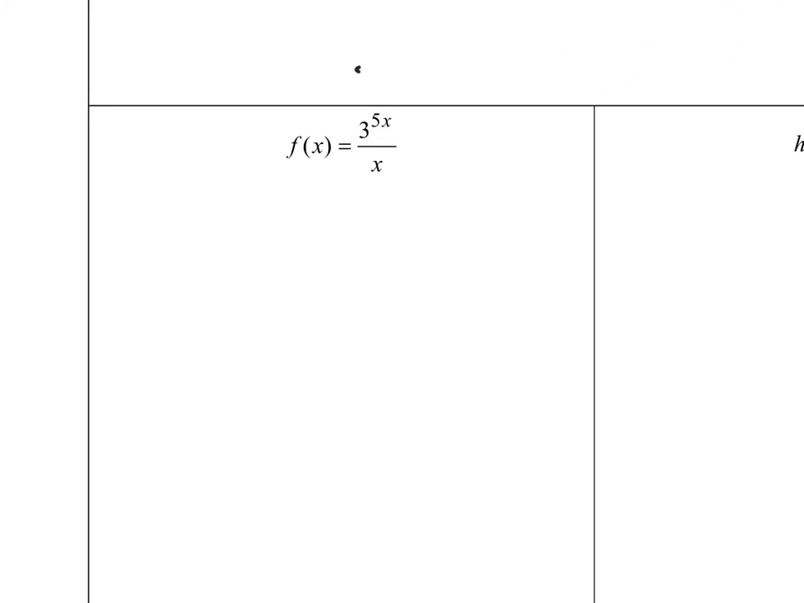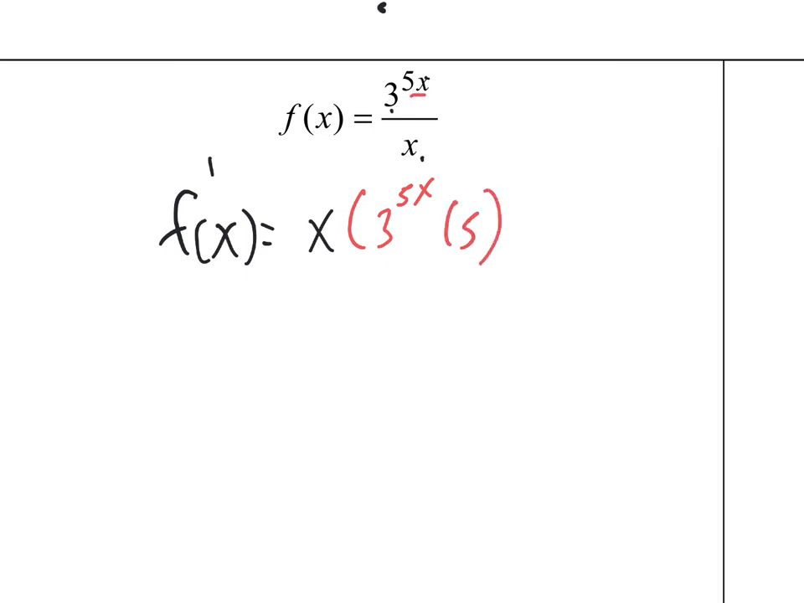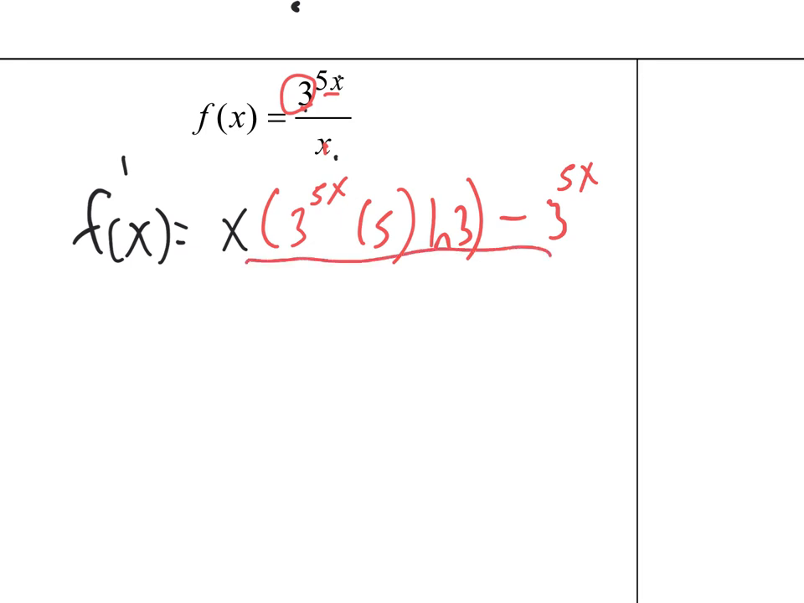Okay, quotient rule. I love how we just keep reviewing all those basic rules we had before Christmas. F prime of x is the bottom times the derivative of the top. Okay, there's the bad boy there. It's an exponential with not base e, so it's going to be a to the u du. So I keep the 3 to the 5x, multiply by the derivative of 5x, which is 5, multiplied by the natural log of the base, which is natural log of 3. Minus the top, 3 to the 5x, times the derivative of the bottom, which is 1, all divided by x squared.